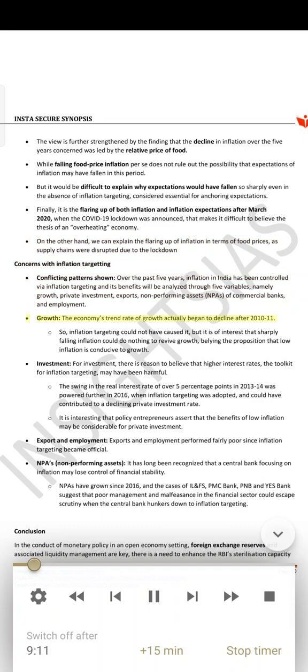Growth. The economy's trend rate of growth actually began to decline after 2010-11. So, inflation targeting could not have caused it, but it is of interest that sharply falling inflation could do nothing to revive growth, belying the proposition that low inflation is conducive to growth.